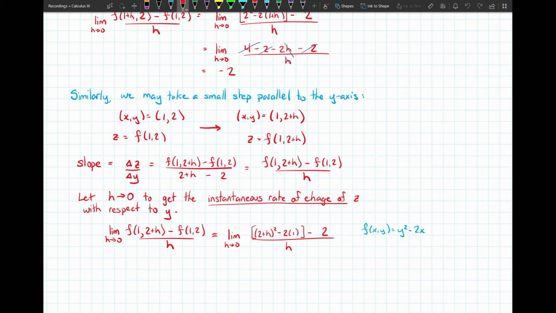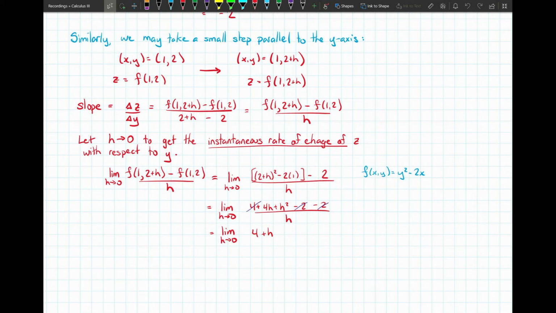And we can expand that out, expanding the square, and we can see we have 4 minus 2 minus 2. All of the constants cancel out nicely. And then we have a common factor of h that we can pull out of the numerator and cancel with h in the denominator. That cancels the denominator completely and just leaves us with the limit of 4 plus h as h approaches 0, and that's easy to evaluate. That will just give us 4.